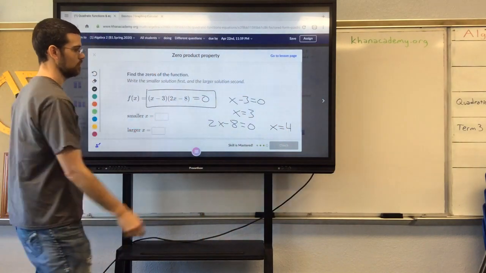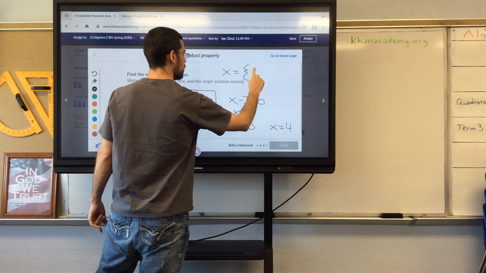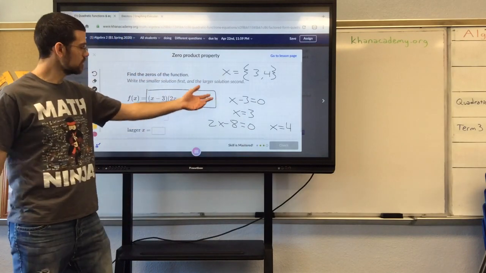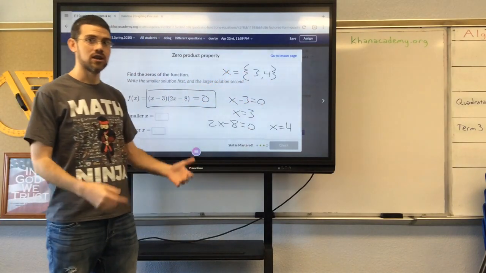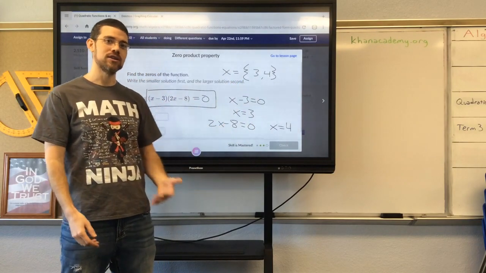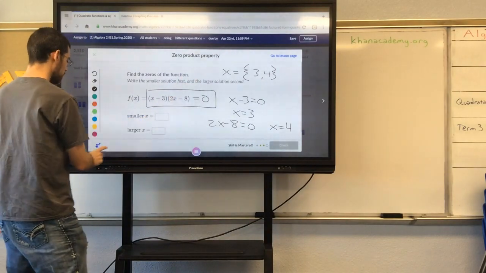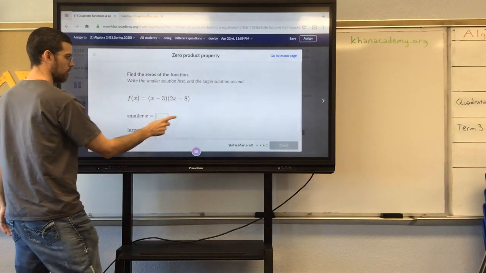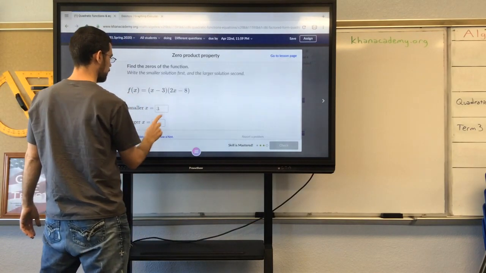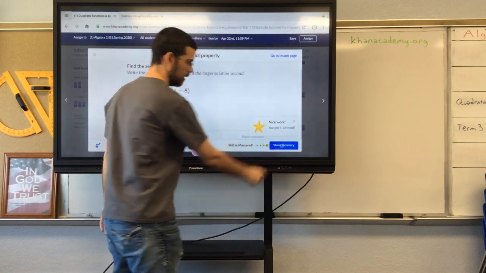We could write that solution x equals {3, 4} in curly braces, so that this is a notation that means everything inside of these, each of the terms separated by a comma, is a solution for x. Just wanted to show you that. The smaller one is 3, larger one is 4. And we are done.